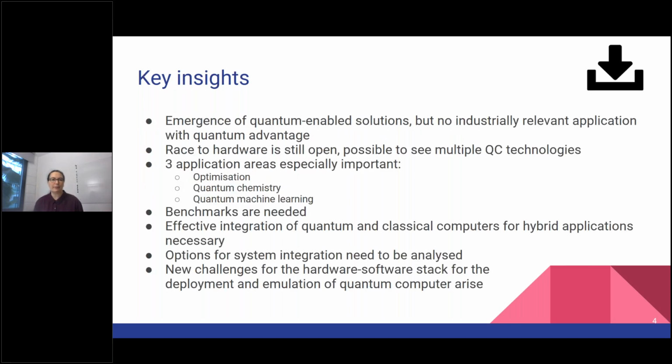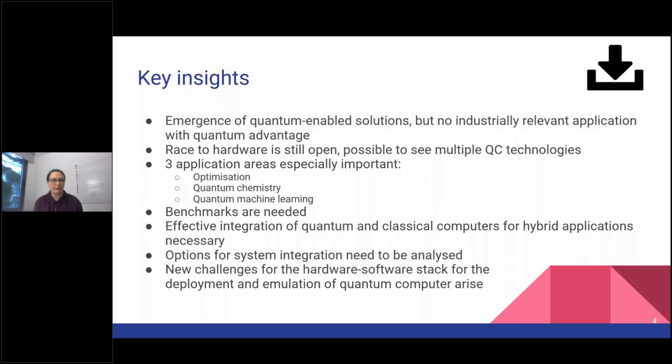I would like to go on with the key insights of the white paper. And the key insights are really, we are seeing the emergence of quantum-enabled solutions, but again, no industrially relevant application with quantum advantage yet. However, as many of you already know, there have been groups reporting a quantum advantage, very often with applications which were quite synthetic for the purpose to show that there's a quantum advantage, but also there are first applications upcoming for scientifically interesting problems, such as a paper from Pascal this summer.